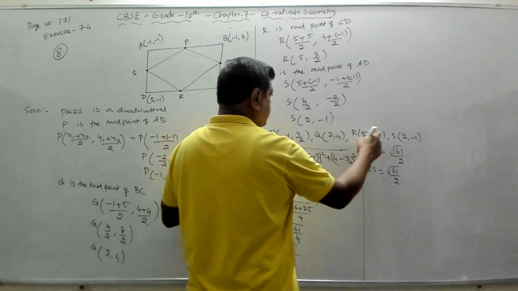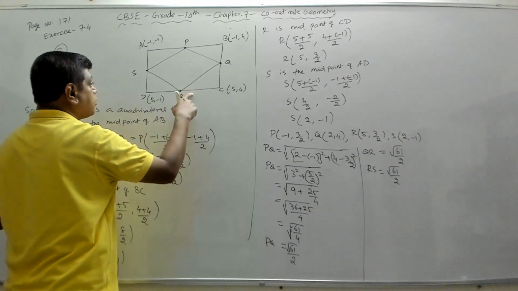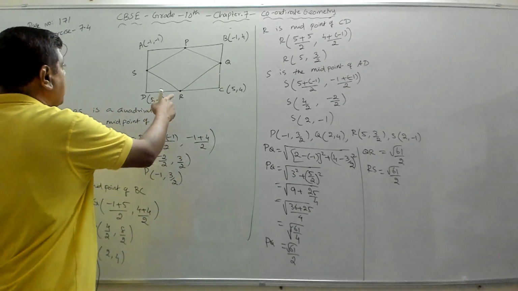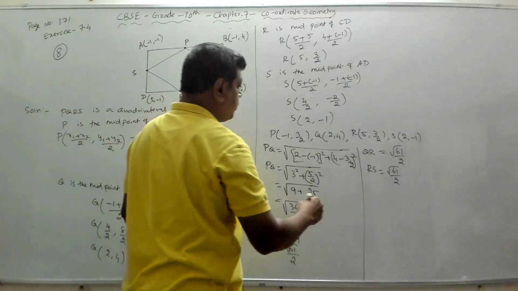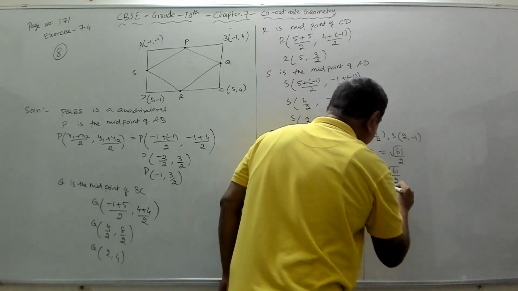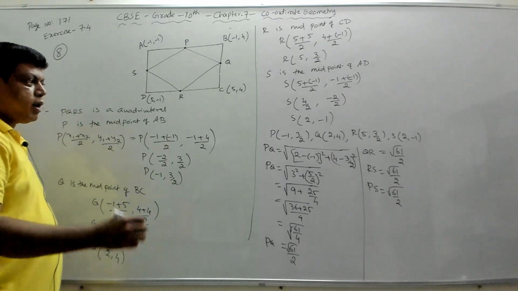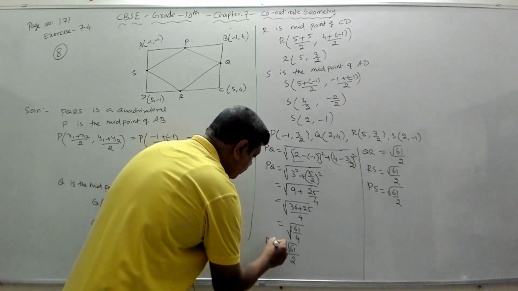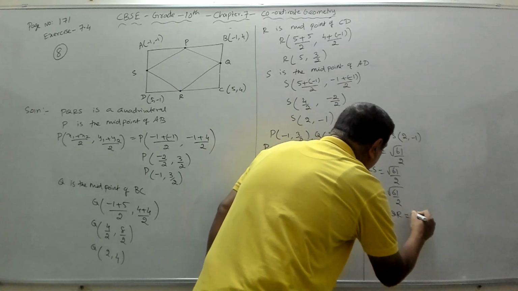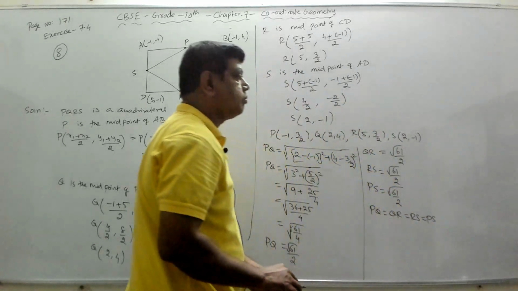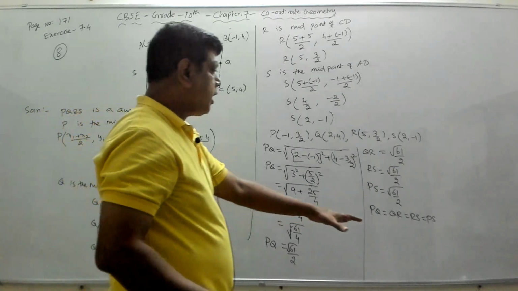PQ is root of 61 by 2, QR is also root of 61 by 2, and RS is also root of 61 by 2. Then PS, if you find it, will also be square root of 61 by 2. So we observe that PQ is equal to QR is equal to RS is equal to PS. So all the 4 sides are equal.